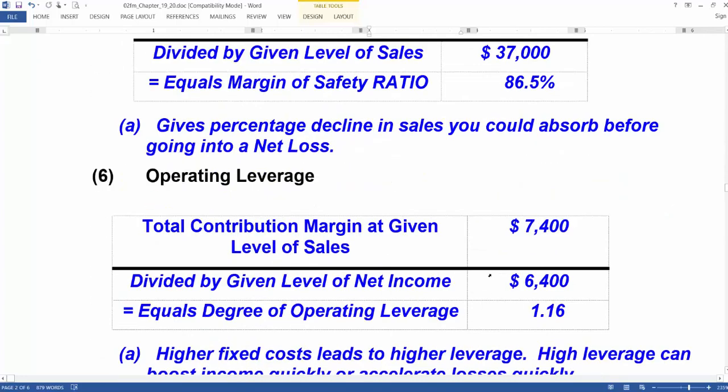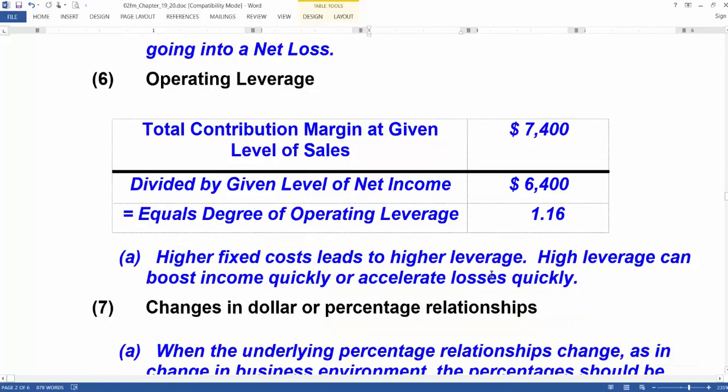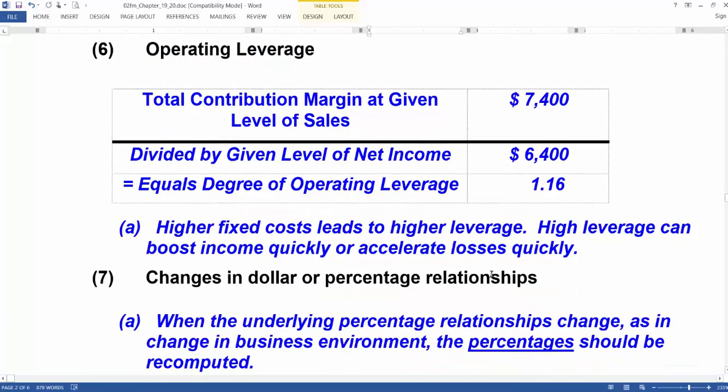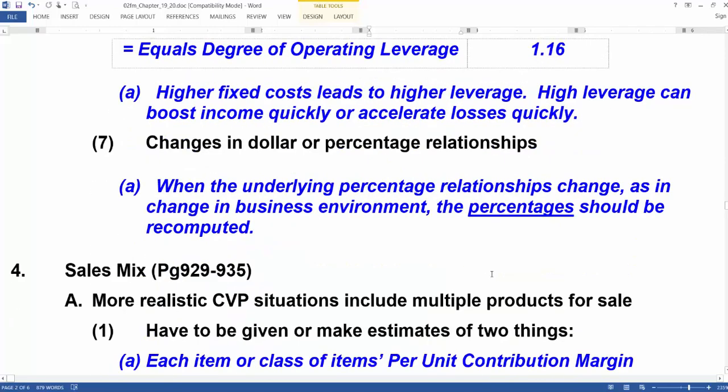So if we have an operating leverage of 1.16 and we produce more, our income will rise, but not that quickly, not as quickly as if we had a higher operating leverage. Now, when your underlying dollar amounts change between what you're given and possible scenarios, you have to change the basic amounts used to do your computations. So be on the lookout for that. There are some problems that deal with that.